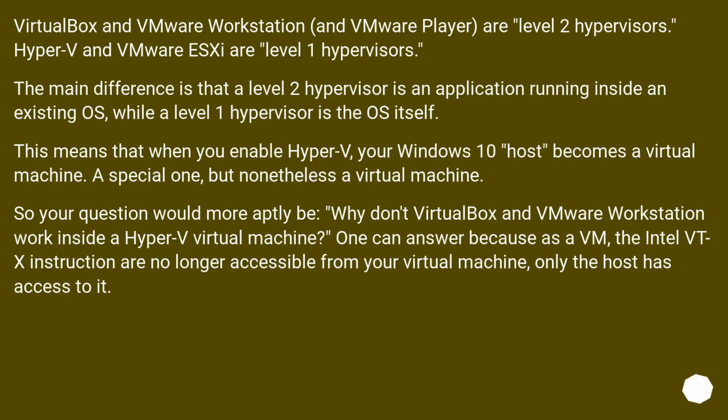VirtualBox, VMware Workstation and VMware Player are Level 2 hypervisors. Hyper-V and VMware ESXi are Level 1 hypervisors. The main difference is that a Level 2 hypervisor is an application running inside an existing OS, while a Level 1 hypervisor is the OS itself. This means that when you enable Hyper-V, your Windows 10 host becomes a virtual machine. A special one, but nonetheless a virtual machine.